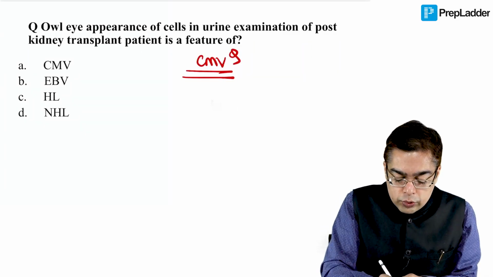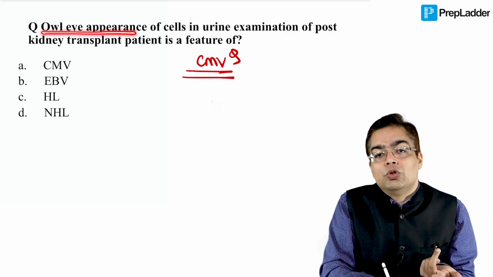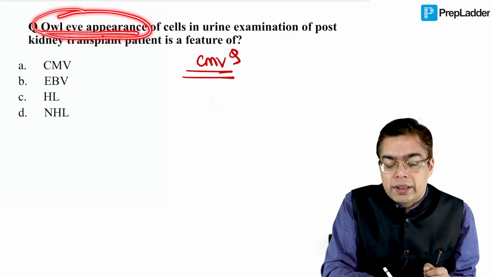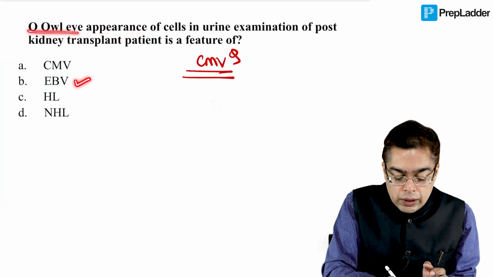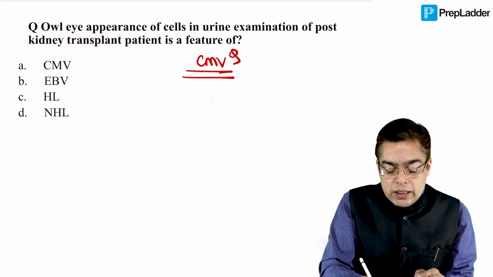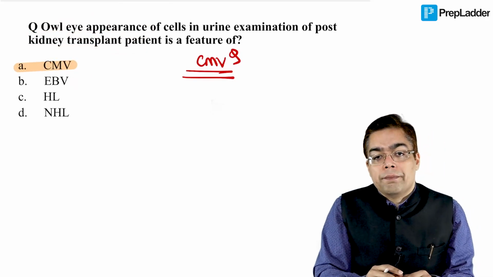So when you are looking at that question, owl eye appearance was not the only thing that would have actually trapped you. Some of you actually got trapped in the question because you thought owl eye appearance, Reed-Sternberg cell, and then you ticked the answer as EBV. But I want you to remember, owl eye appearance in an immunosuppressed individual is what is going to be associated with CMV infection, and therefore the answer for this question happened to be option A.